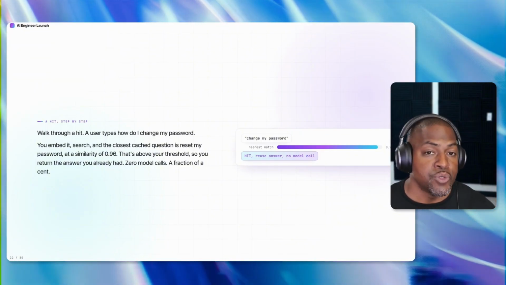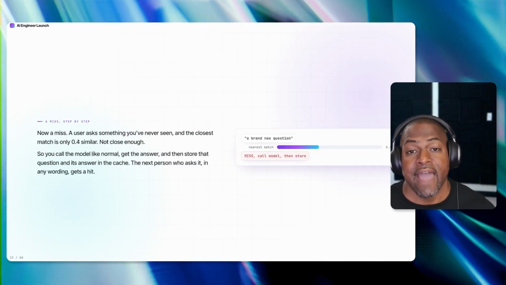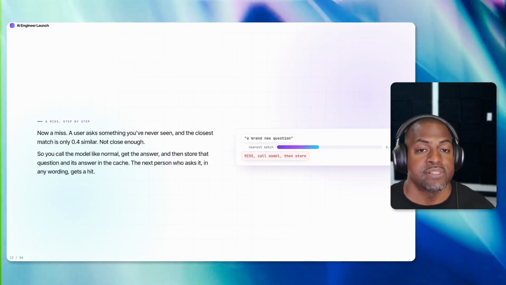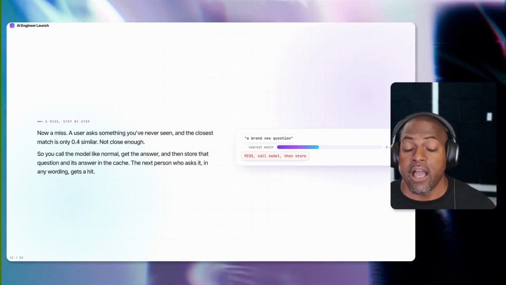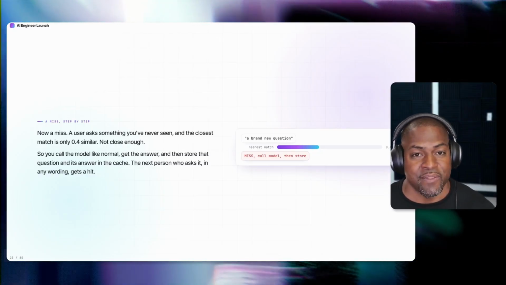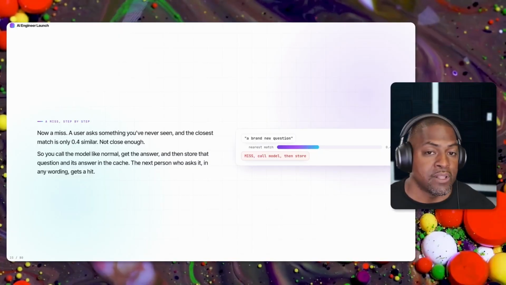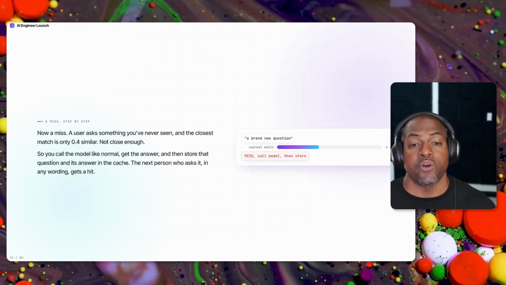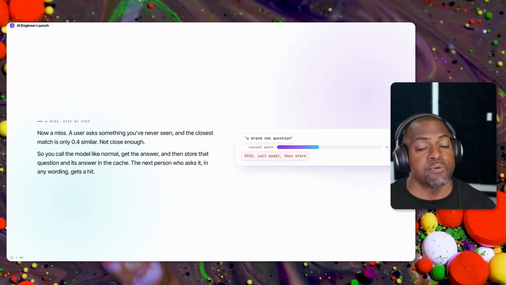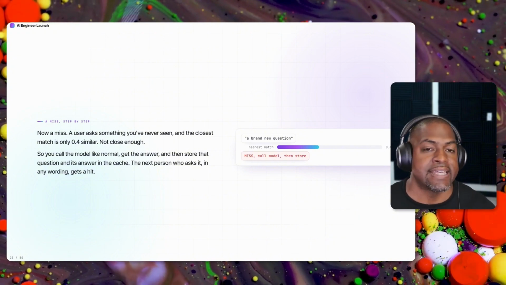Now a miss. A user asks something you've never seen, and the closest match is only 0.4 similar. That's about 40%. Not close enough. So you call the model like normal, get the answer, and then store that question and its answer in the cache. The next person who asks it, in any wording, gets a hit.